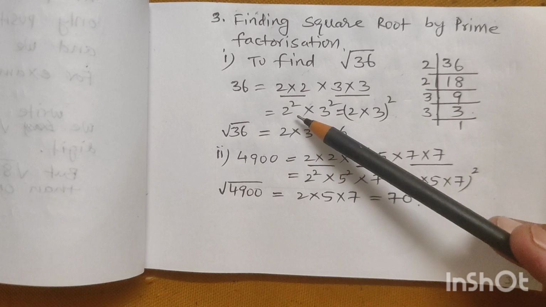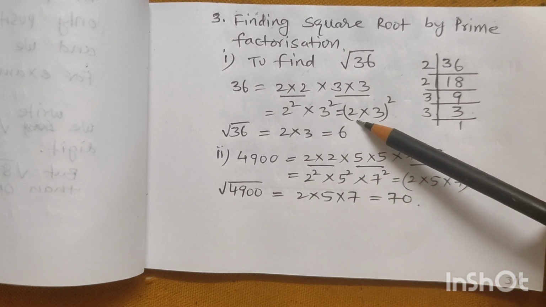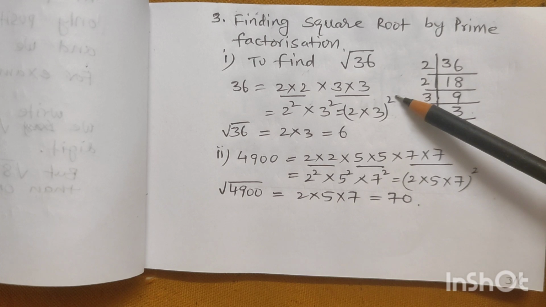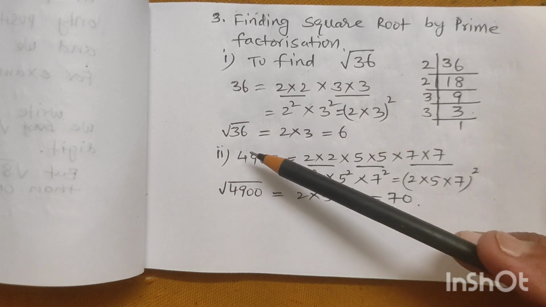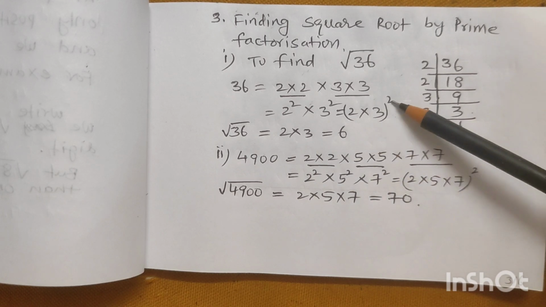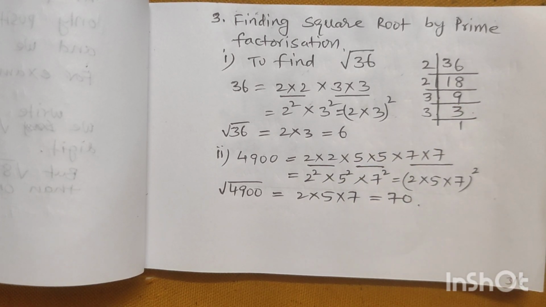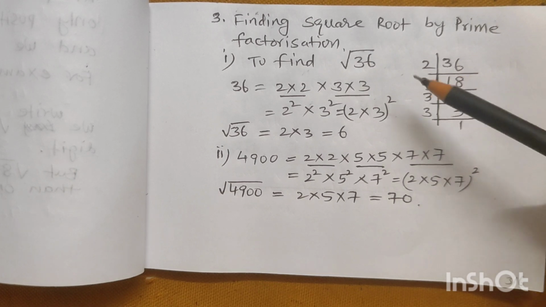Then write 2 square into 3 square. And we can write this as 2 into 3 whole square. Square root of 36 is equal to 2 into 3. Square is taken off. And this is equal to 6. So 6 is the square root of 36.